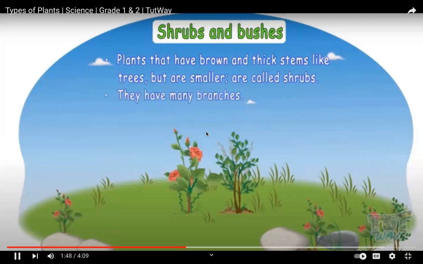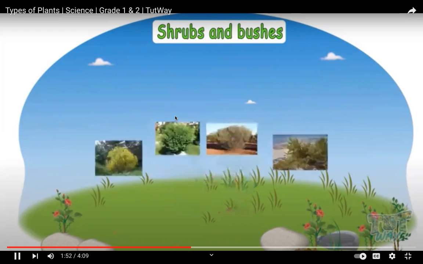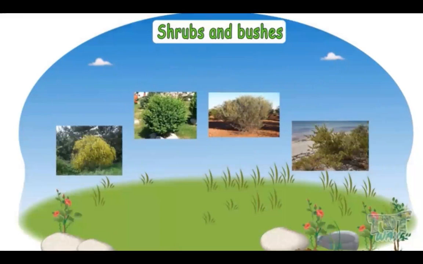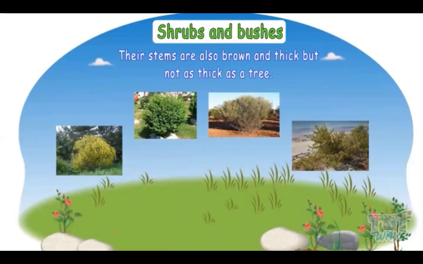They have many branches. What is the other characteristic of shrubs and bushes? They have multiple branches. See, there are many branches of a shrub or bush, like a rose plant or tulsi plant. Here also see, this plant is having many branches. Let's see some shrubs. These are some examples of shrubs. Look, their stems are also brown and thick, but not as thick as a tree.